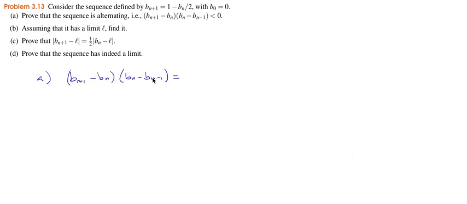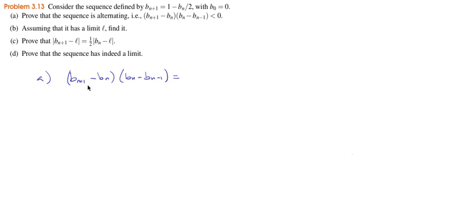If this difference is negative, then the product is going to be negative, and that means that the sequence is alternating. b sub n plus 1 is greater than b sub n, but b sub n minus 1 is actually greater than b sub n. So you decrease to b sub n, and then you increase again to b sub n plus 1, and you could have it the other way around. That's the only possible way that you could have this product be negative.